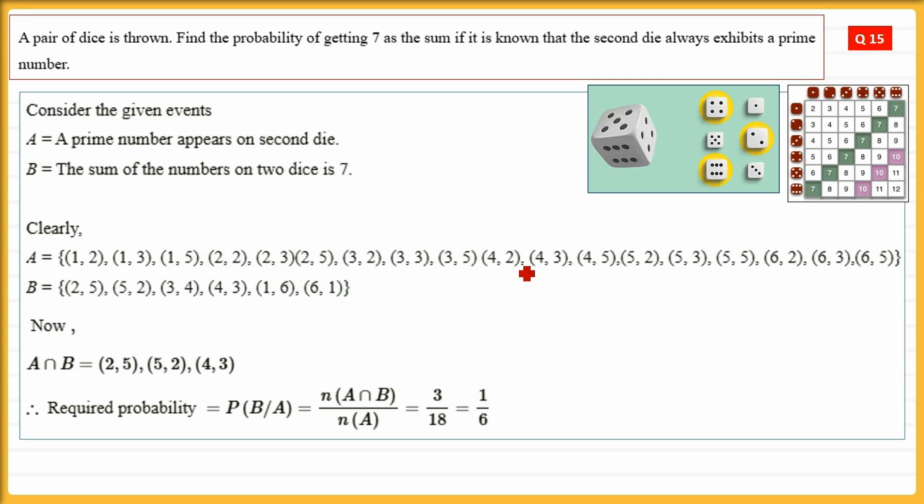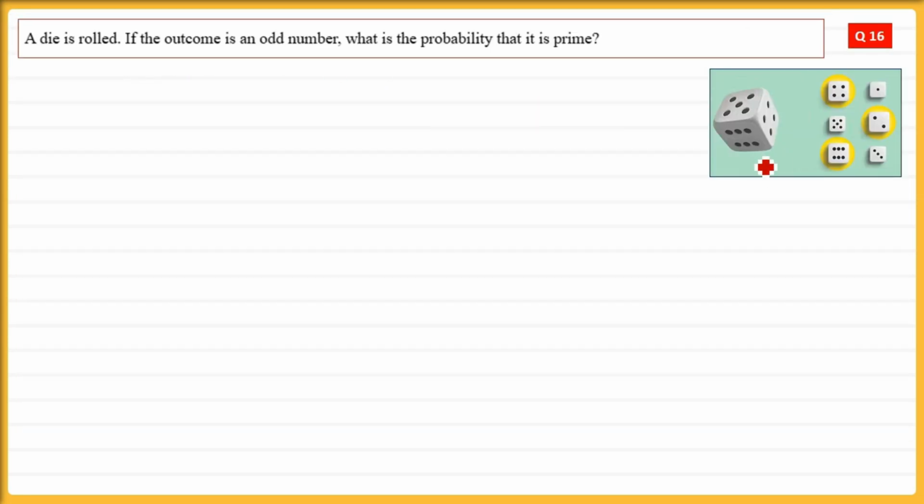And you can take a reference from here also. A die is rolled. So we are talking about just one die. If the outcome is an odd number, what is the probability that it is a prime number? Let's make the events. So we have A and B. A is that the number is odd. B is the number is prime.